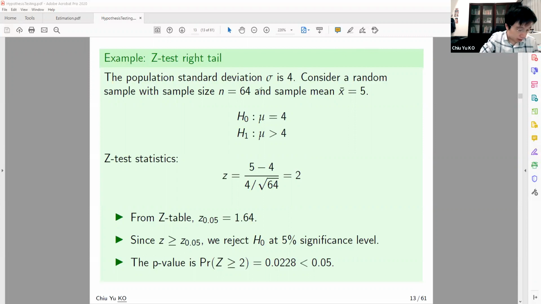So consider the following, okay? Given that the standard deviation is 4, and the random sample size is 64, the sample mean is 5, okay? And the null is given to you. How you come about this is coming from the problem. The problem is given by 4, okay? And as we said, this is also given by the problem, more than 4 will be problematic, okay? So that's why we have more than 4, okay?